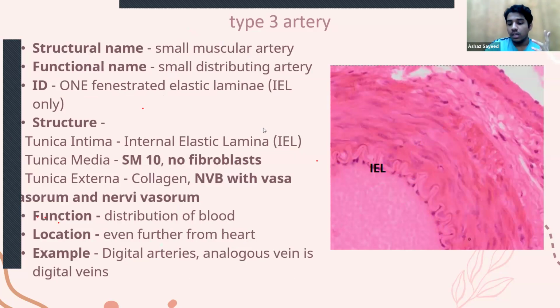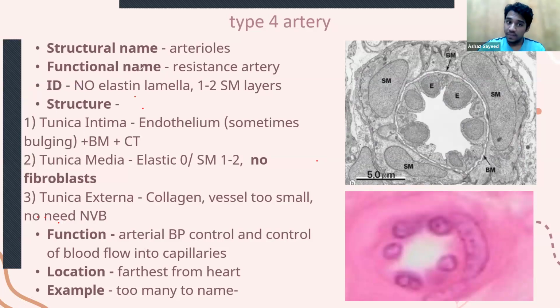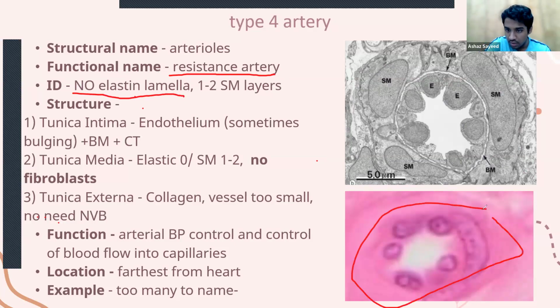Finally, we reach the type 4 artery. It's not even called artery at this point. It's called arteriole. Its functional name is an important functional name. All the other functional names were just names, but this functional name, the resistance artery, is important. Again, this thing has no elastic lamina. Look at this. There is no elastic lamina.